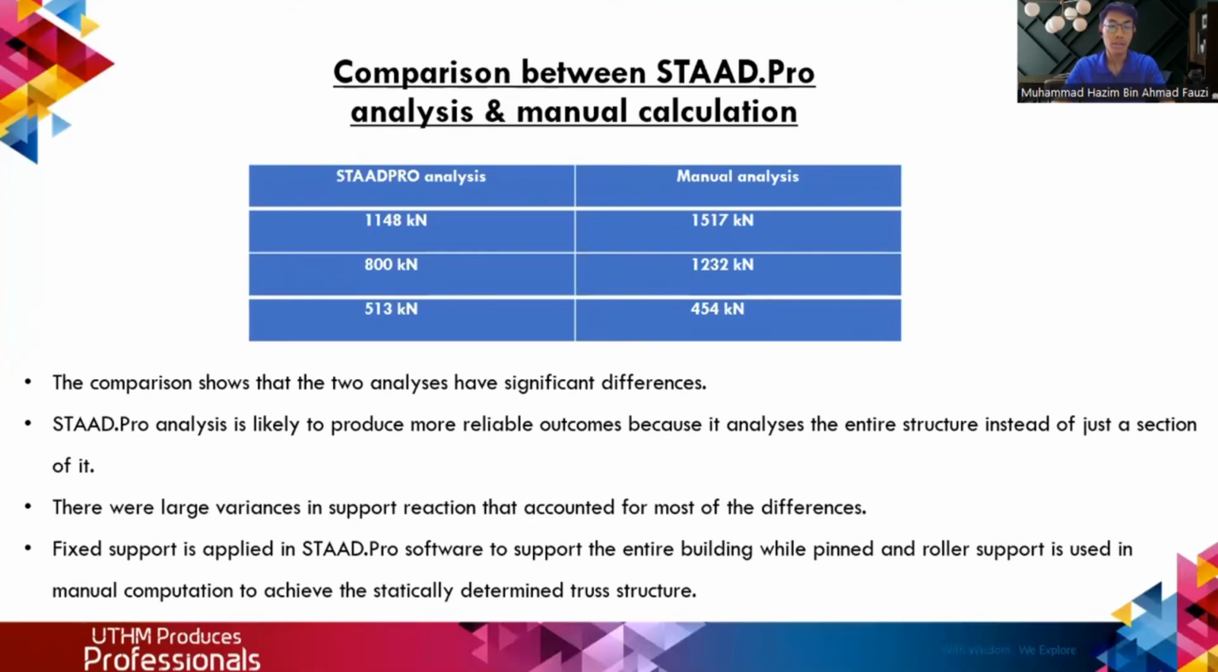So we believe that the STAAD.Pro analysis produces a more accurate result, because in STAAD.Pro we analyze the entire structure, but in the manual analysis we analyze just one section. They also have a different reaction, because in STAAD.Pro we apply a fixed support, and in the manual calculation we apply pin and roller supports. That's why there is a big difference in value between these two analyses.